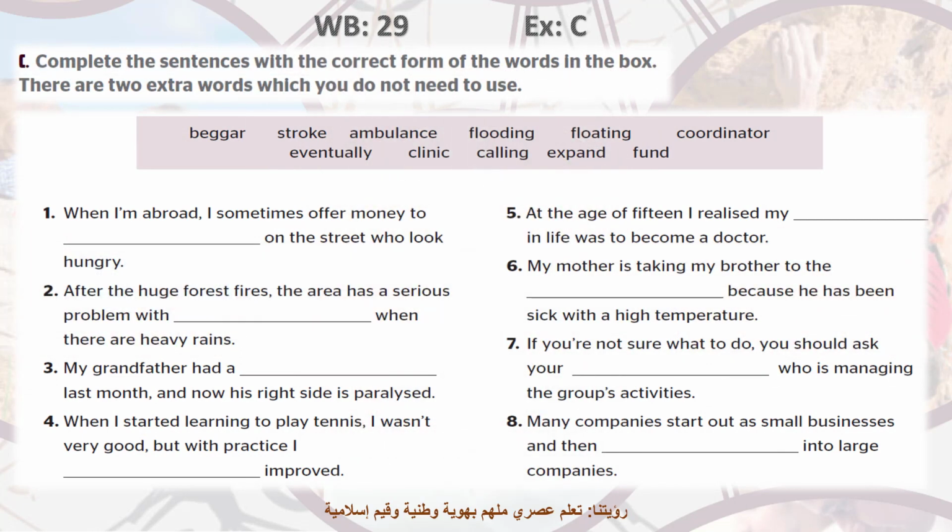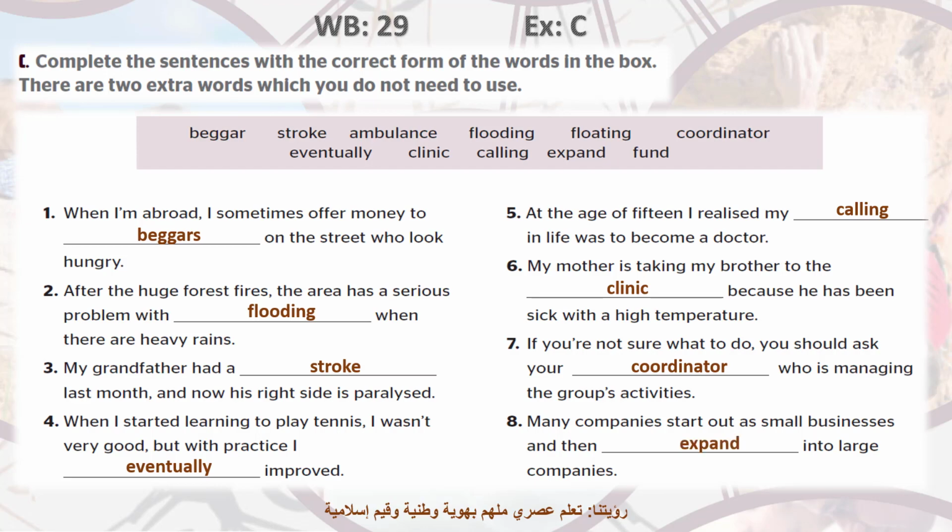Exercise C. In exercise C, you had to fill in 8 spaces with words from a given list. The answers are as follows. Number 1, beggars. 2, flooding. 3, stroke. 4, eventually. 5, calling. 6, clinic. 7, coordinator. And finally, 8, expand.